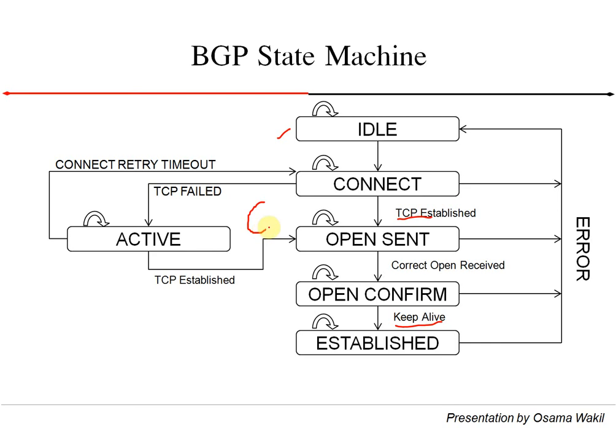This is the common area where routers often get stuck, when there is some IP reachability issue, we can't reach the neighbor, or the TCP port is blocked. Then we are actually flapping between connect and active state. For this connect and active state flapping, the connect retry timeout is 120 seconds. We cannot change it, and there is no need to change it either. Whenever there is an error, whether in the established state, open confirm or open sent, it goes back to the idle state and starts from the beginning.